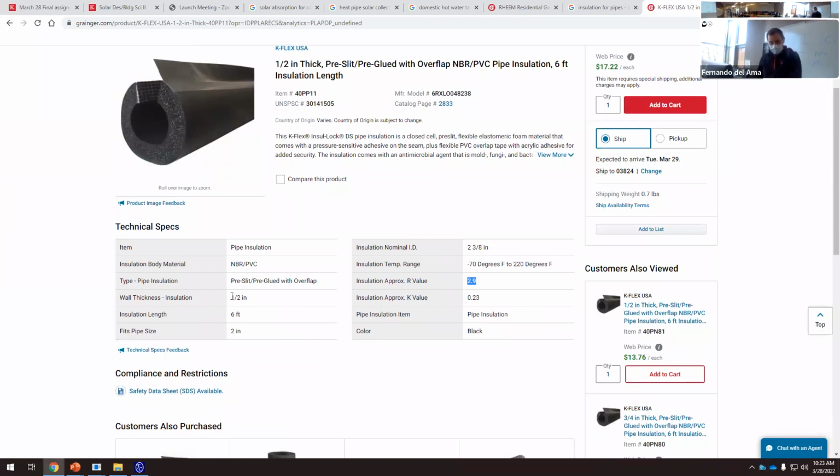And if the diameter of the pipe is 2 inches, what's the area of a 2-inch diameter circle? We have to calculate this area. We have the R value, and the inverse of the R value is the U value. So if you have the area of the pipe and the U value, we can get this point.